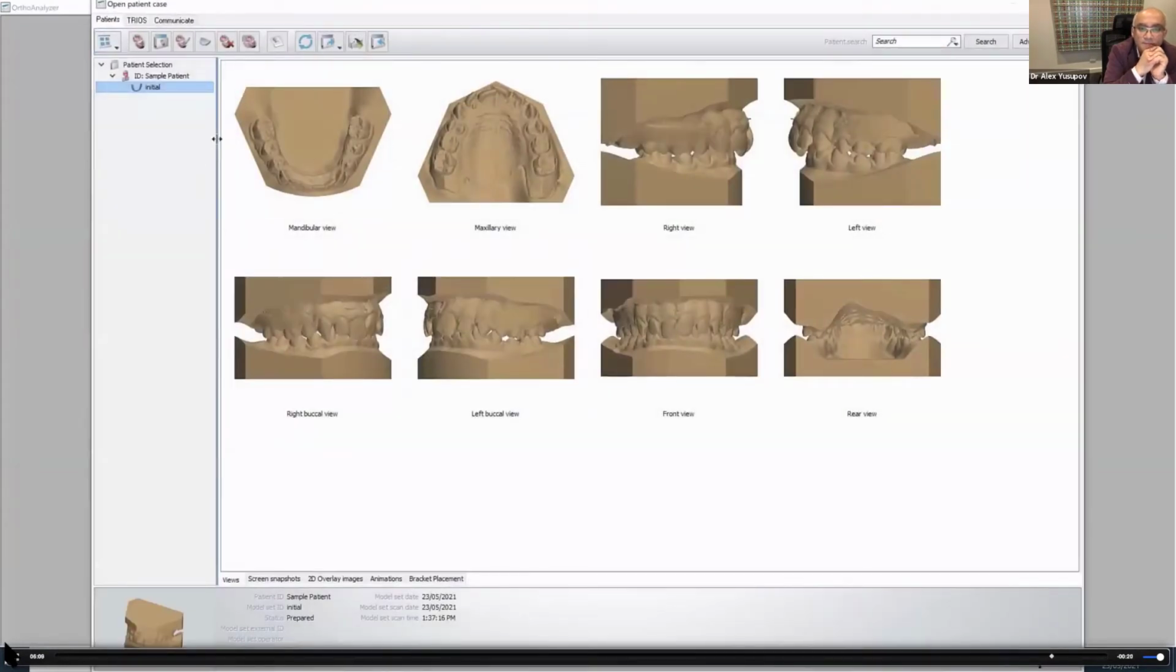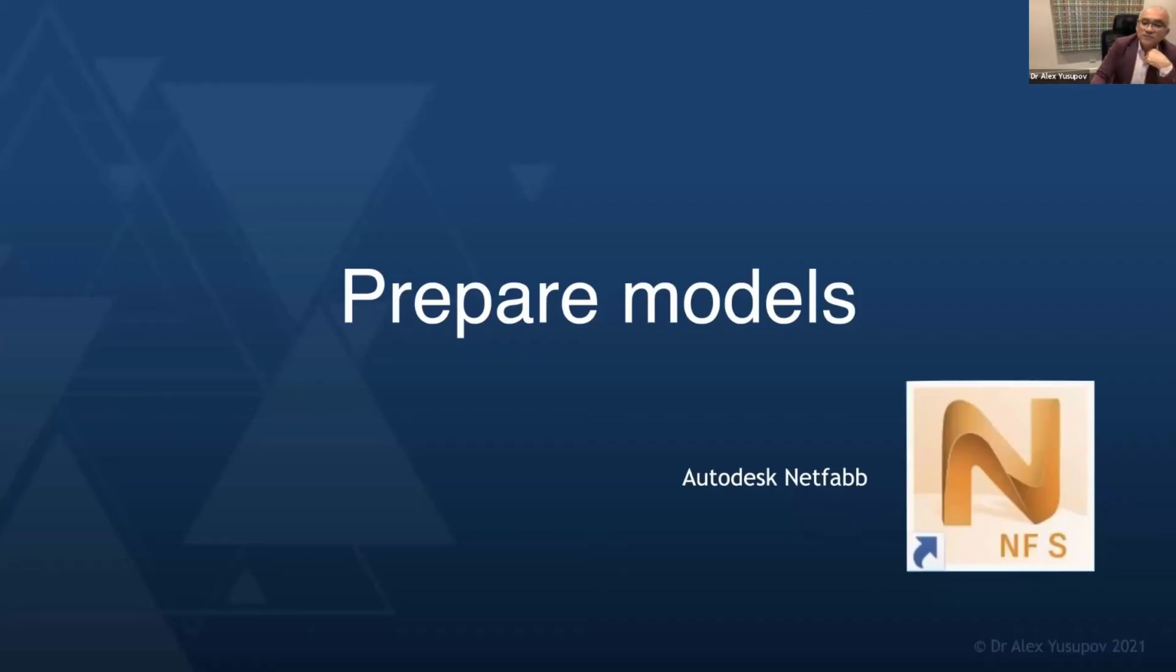So now if we look at this patient, we can see that this patient has 7 models. There's no exclamation marks on these models. The reason there was a question mark on the sample patient is because other than the name, there's nothing else added to this patient. But these models are now ready for printing or appliance fabrication if we want. Okay, so that was nice and easy.